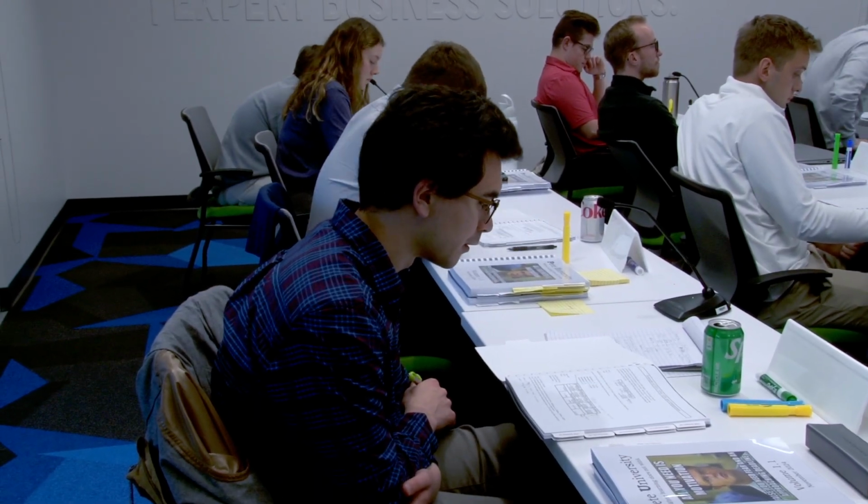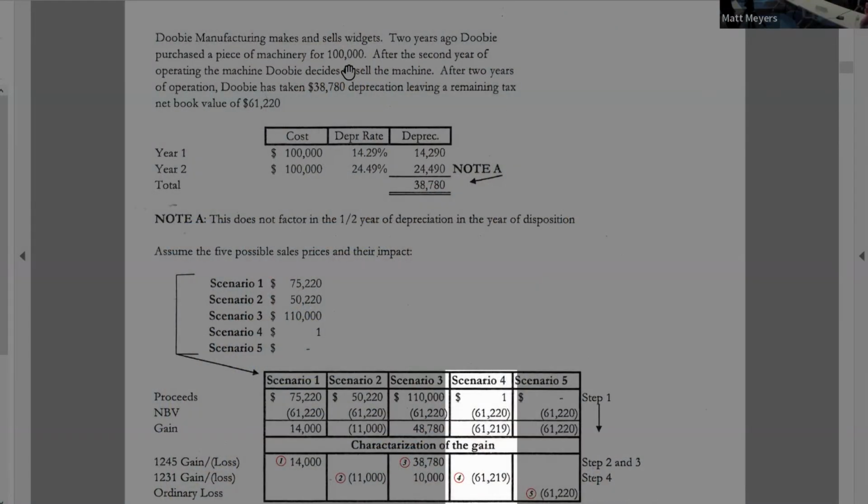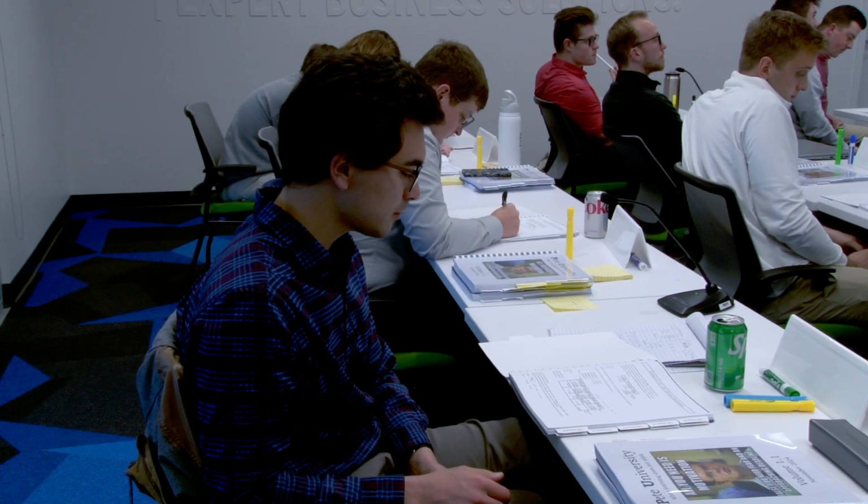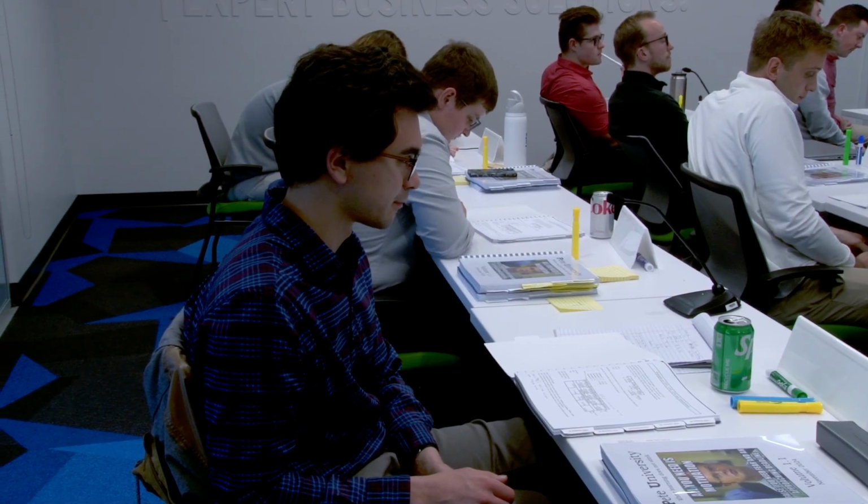What's 4? Scenario 4, so you're selling, you have the net book value, and then you only get $1 in proceeds. So then that all goes into a net loss for 1231. I'm assuming that this is the only activity. What is the character of that loss? That's going to be an ordinary loss. And why is it ordinary? Since it's the only one, there are no gains, or it exceeds any gains, which there are none. Okay, so therefore it's ordinary.